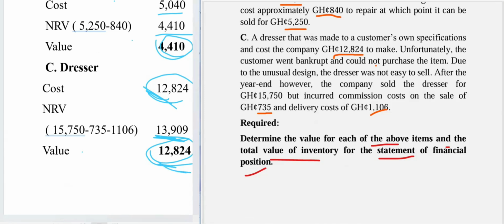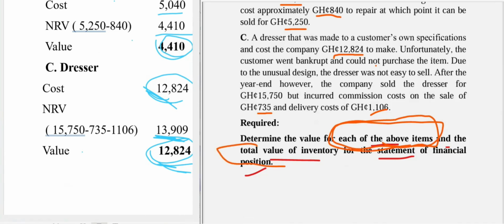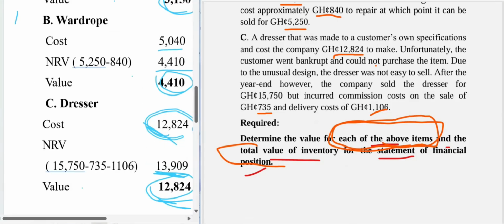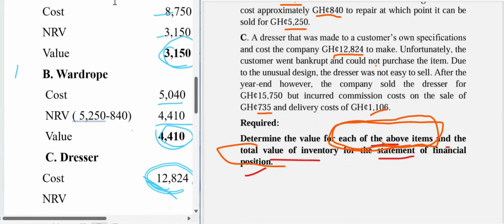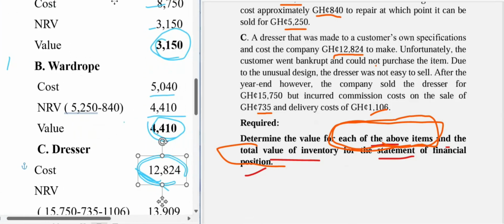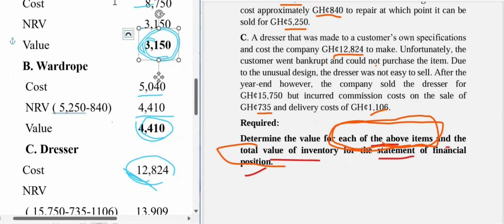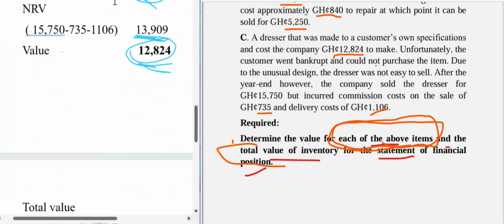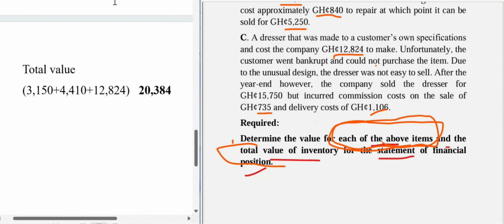So we've been able to what? Determine the value of each of them as the question is saying. If you look at here, it says you determine the value of each of them. We've done that. And then the total value, right? So when we are done, just sum them. Sum the values of each of them, and then you get a total value. So it's a value that we are going to record in our books.